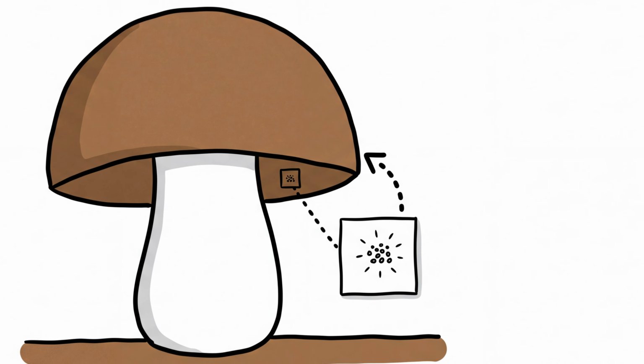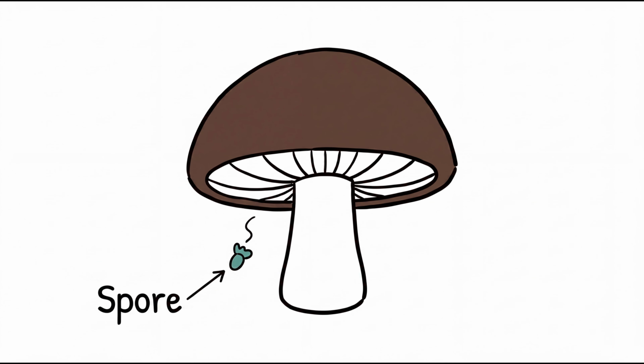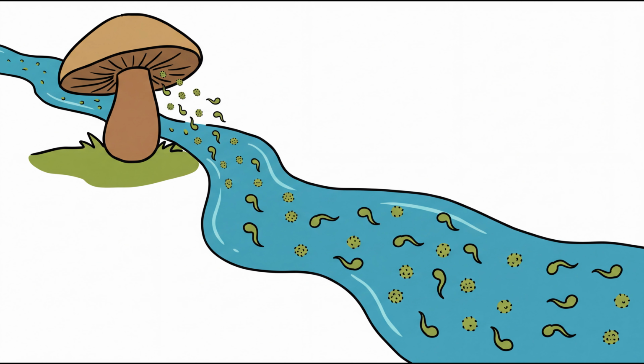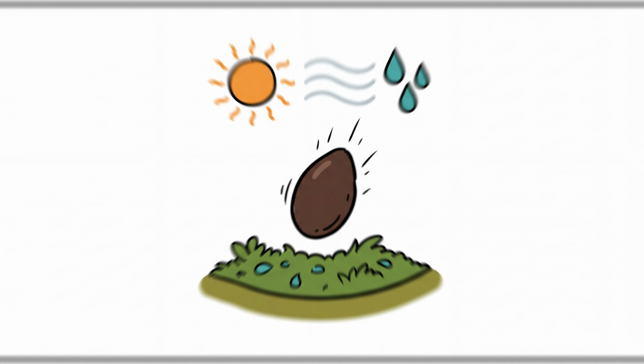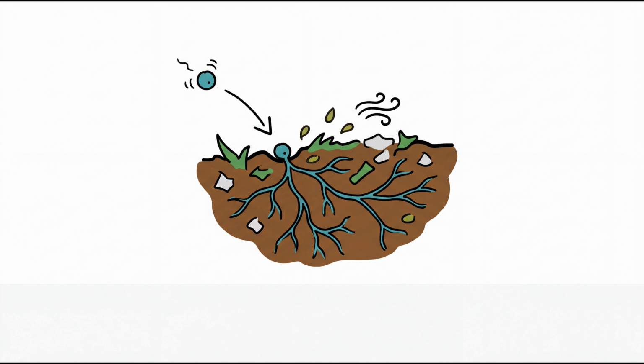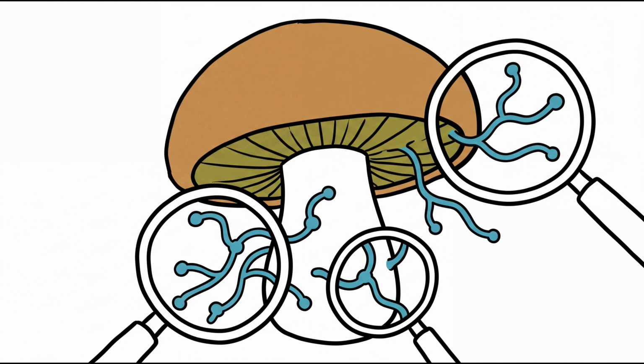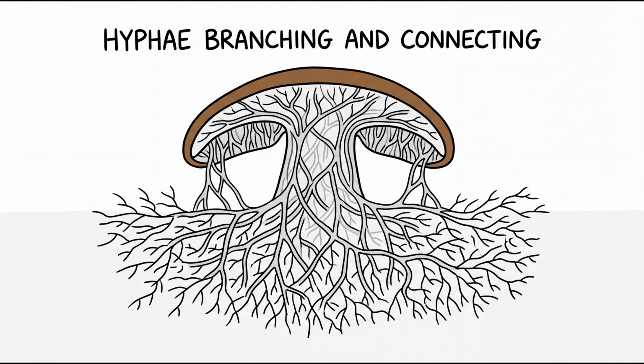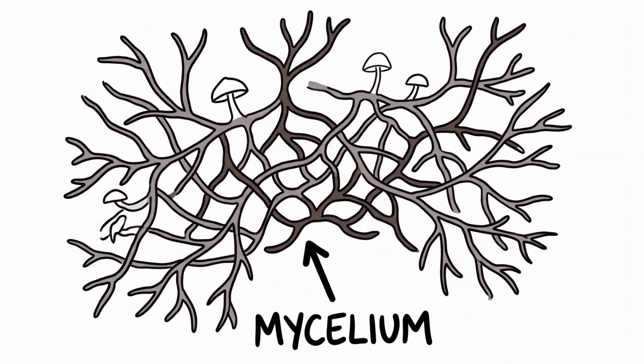It starts with something incredibly small, a spore. Spores are produced by fungi and can be carried by wind, water, or animals. When a suitable spore lands somewhere with the right conditions, it can begin to grow. Tiny, thread-like structures emerge. These are hyphae. They continue branching and connecting with one another. Together, they form a network called mycelium.